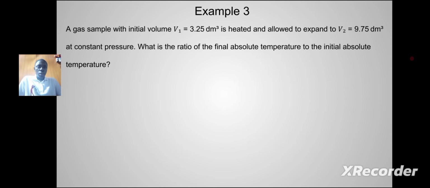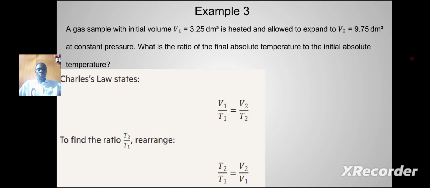Okay, example 3. A gas sample with an initial volume of 3.25 dm cube is heated and allowed to expand to 9.75 dm cube at constant pressure. What is the ratio of the final absolute temperature to the initial absolute temperature? So this is a little bit tricky, but very simple. So don't forget Charles' law. What's the ratio of the final temperature to the initial temperature?